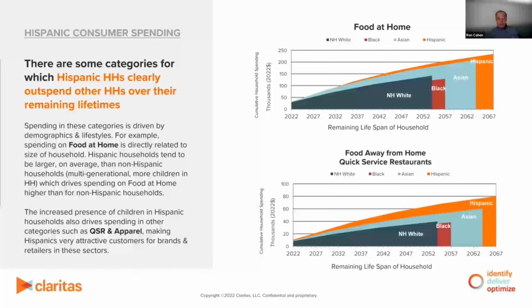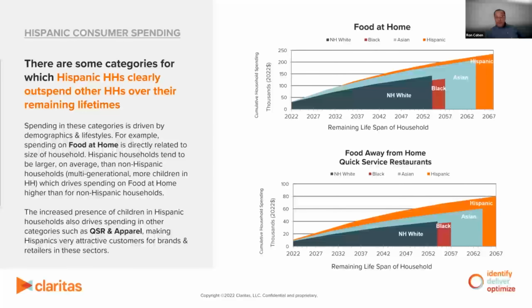For certain categories, you're not going to have to wait till the end of their lives to get that more spending. Hispanics spend more than non-Hispanics on selected categories and subcategories. Food is a good example. Food at home, food away from home.